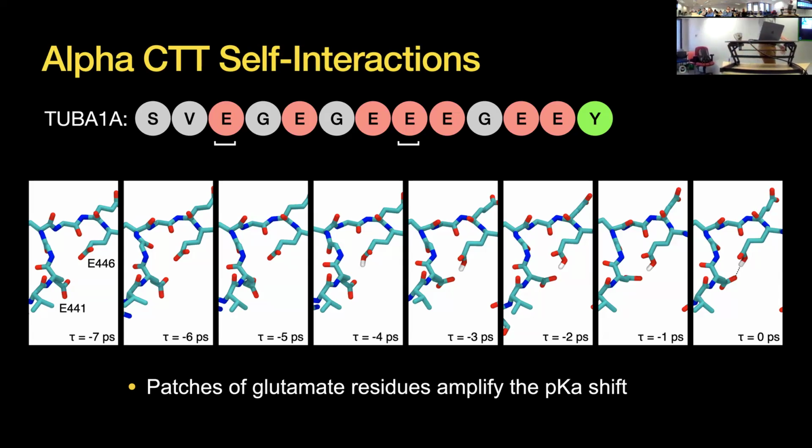What's kind of interesting, and we're starting to gain insight on, is that these patches of glutamates actually help amplify this pKa shift. So the reason this changes is because of pKa, right? Where I've got these two charge groups next to each other. The pKa of one of them will shift from its normal value of 4.3 up into the 5.5 to 6 range, which allows it to protonate and then form this hydrogen bond. And having a patch of glutamates increases that electrostatic negative region, so it has even a stronger pKa effect.